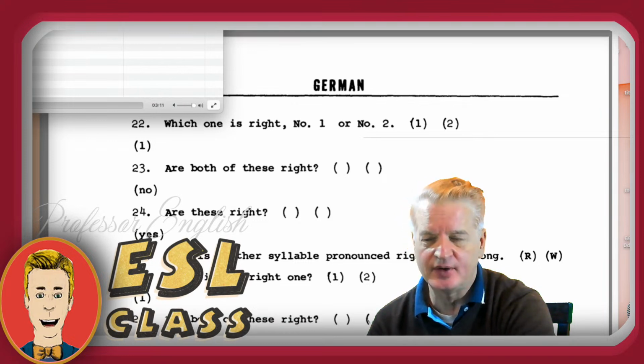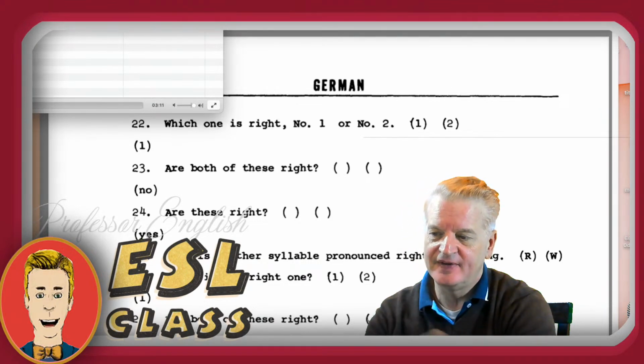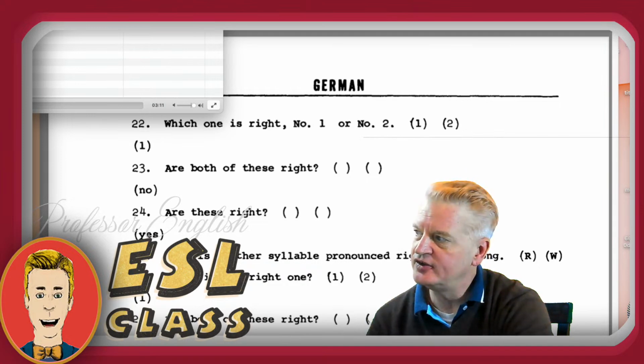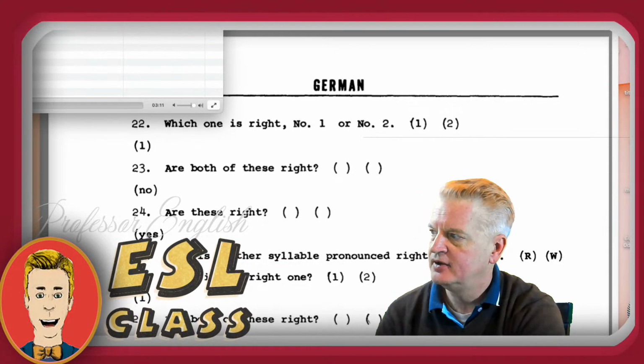Gate. So now it's the opposite. It sounds like that A is much longer in German. Gate.